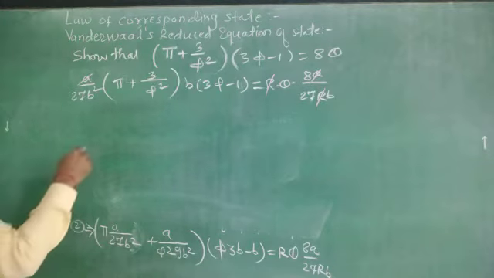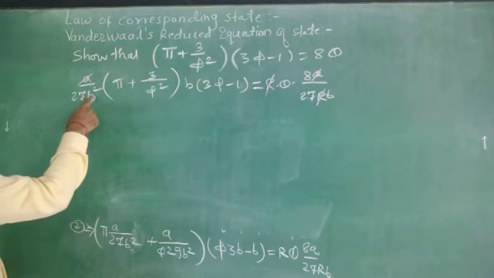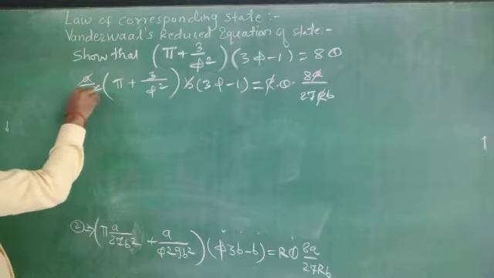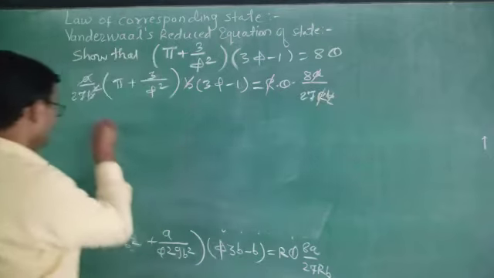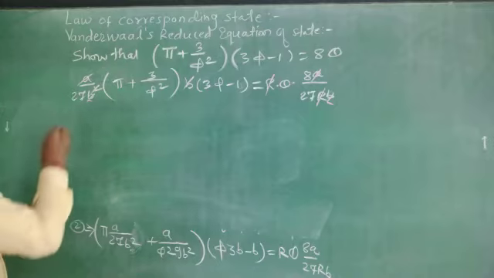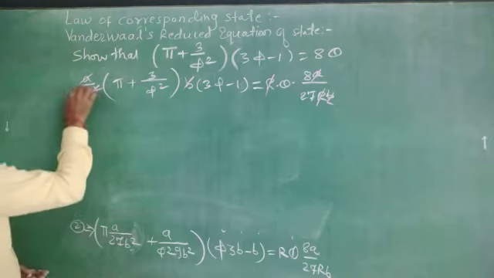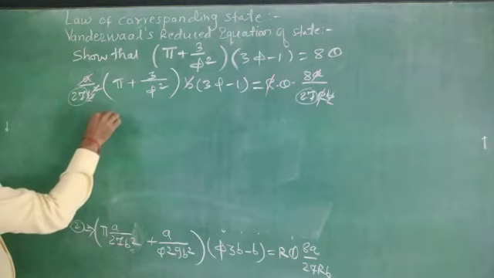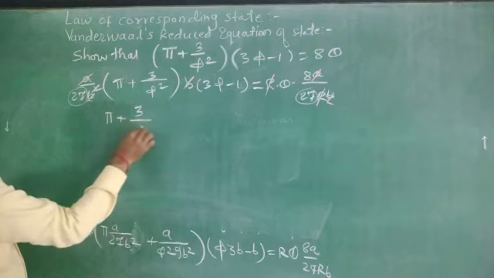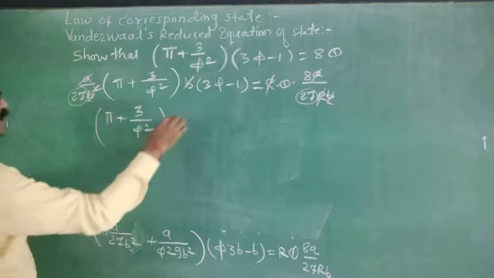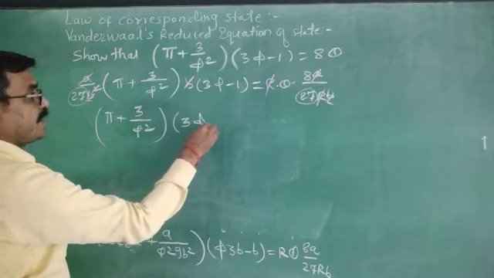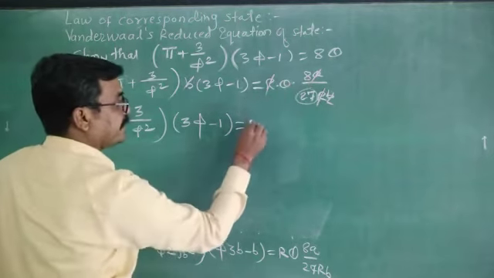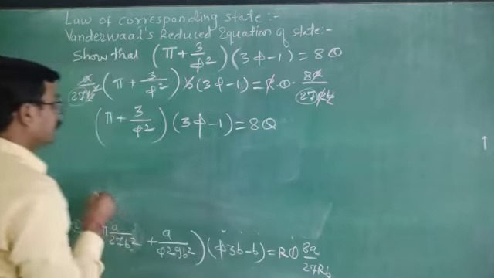Then see here B square. Here 1 B cancels with this B. Here 1 B remains, it will be cancelled with this B. Then 27. This 27 cancels with this 27. That's why the remaining terms, pi plus 3 upon phi square into (3 phi minus 1), is equal to only 8, and theta is there. That's why 8 theta.